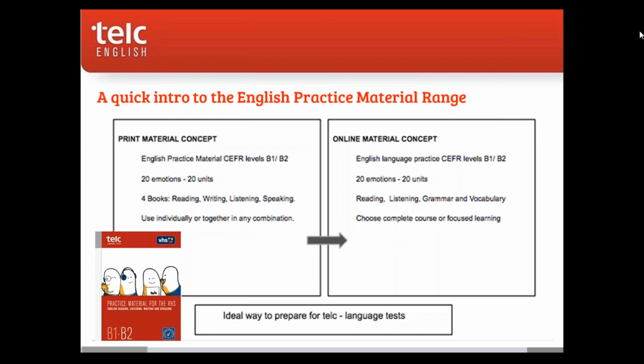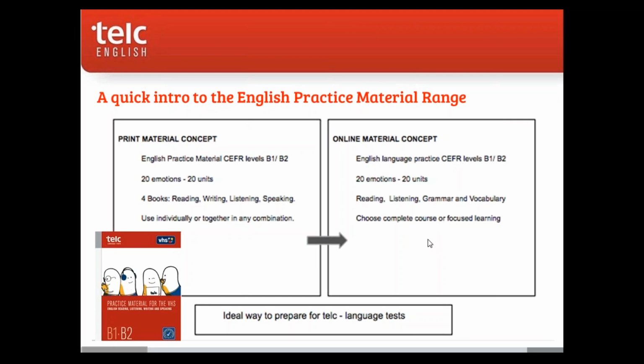And then from that, the online material concept grew. And you can see here how it links. So they also were linked exactly to the B1, B2 levels, the 20 emotions, the same emotions as in the book, and also the different skills: reading, listening, grammar, and vocabulary. So you have a bit more of a focus on grammar and vocab here than you would maybe in the classroom. Students have great autonomy with regards to what they want to do, or what teachers assign their students. You can start from unit 1, or you can pick a unit that just suits whatever you were learning or doing at the time.